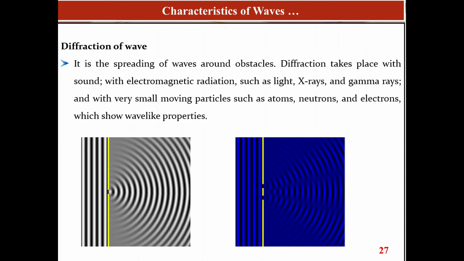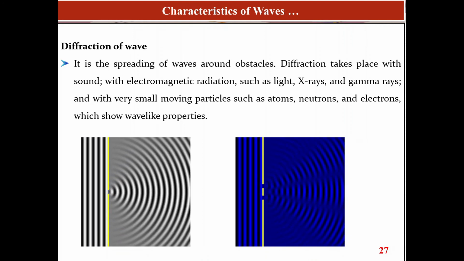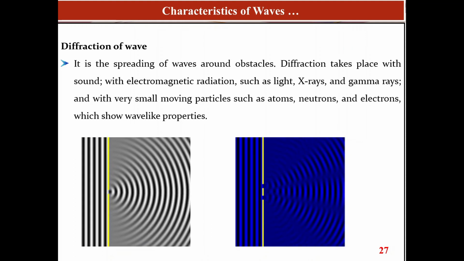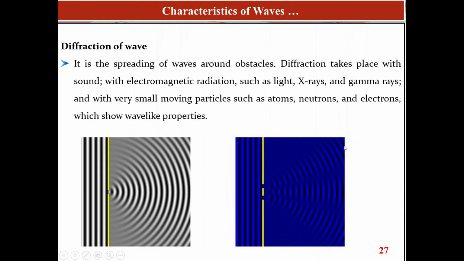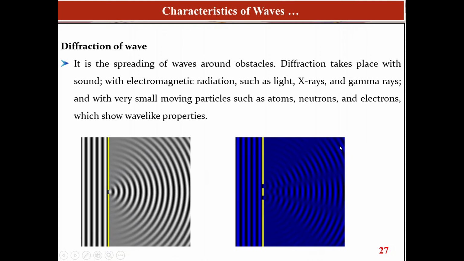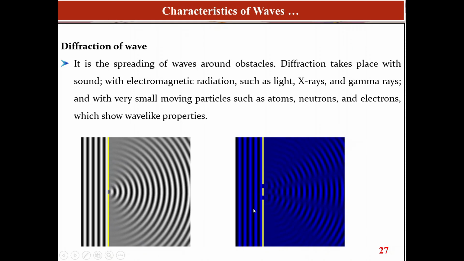wave properties, and as well, the wave properties of light can be observed by this double slit experiment. You get interference on the screen. You place a screen here, and you get maximum, minimum, maximum, and minimum. This shows the wave property of a wave.